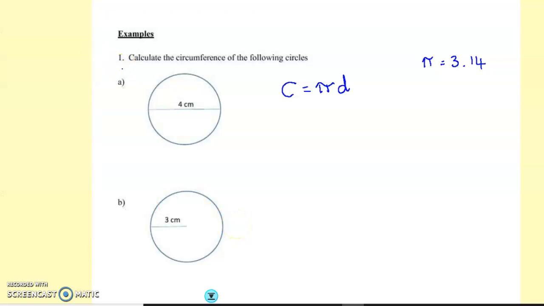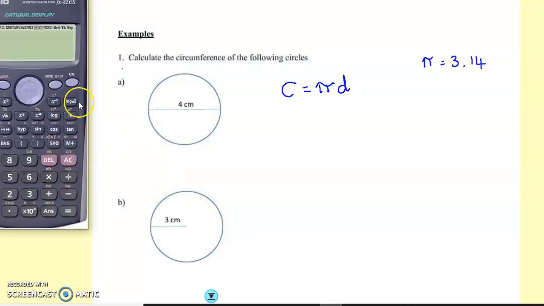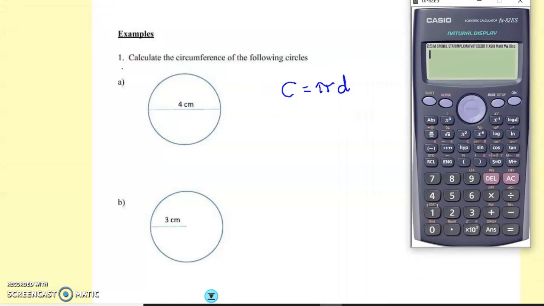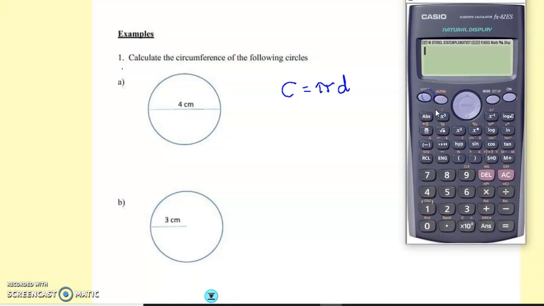I'm just going to move this calculator in a bit so you can see all of it. So the pi button on this calculator here, I press shift and then pi. If I press equals, you'll see it expands it out a wee bit further. Now pi goes on forever. 3.14 is a fine approximation to use for pi. You don't need any more than that.